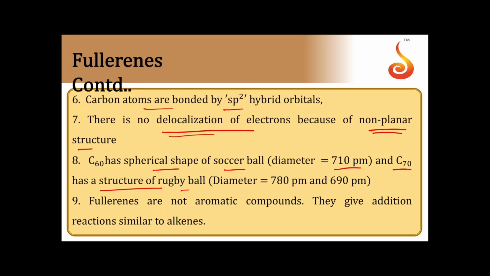C60 has a spherical shape, a soccer ball of diameter 710 pm, whereas C70 has the structure of a rugby ball. A rugby ball is an ellipsoidal type of structure. It has two diameters, 780 pm and 690 pm, whereas C60, with its spherical soccer ball shape, is 710 picometers.